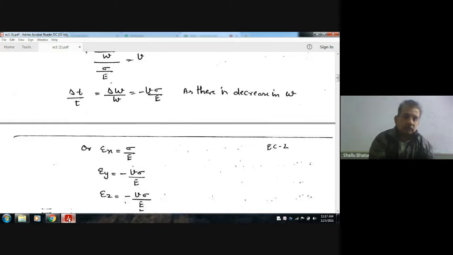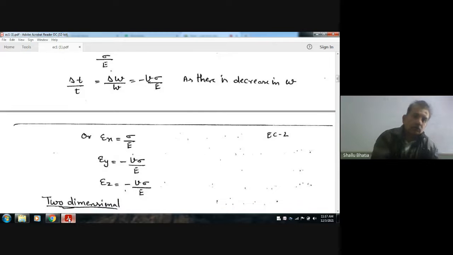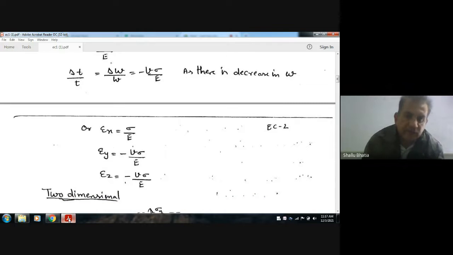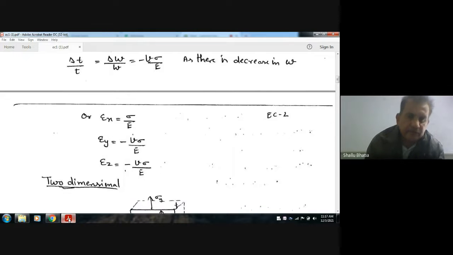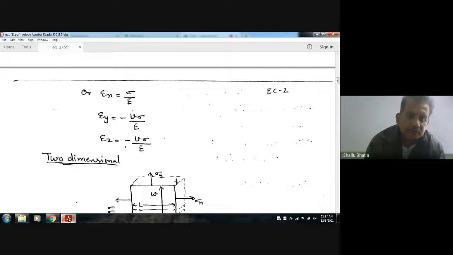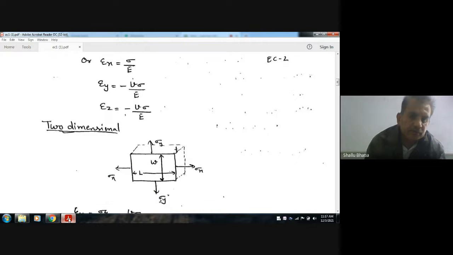So in this case the strain in x direction will be sigma x by E, the strain in y direction will be minus mu sigma by E, and in z direction it will be minus mu sigma by E.